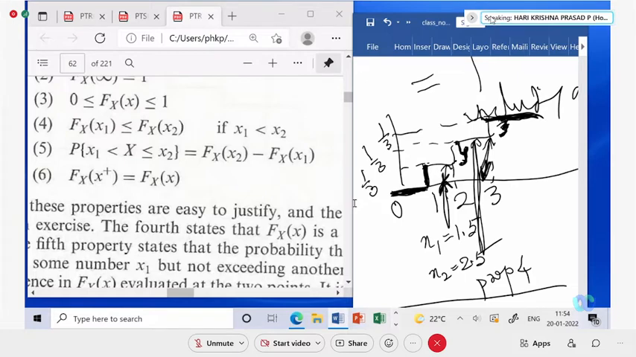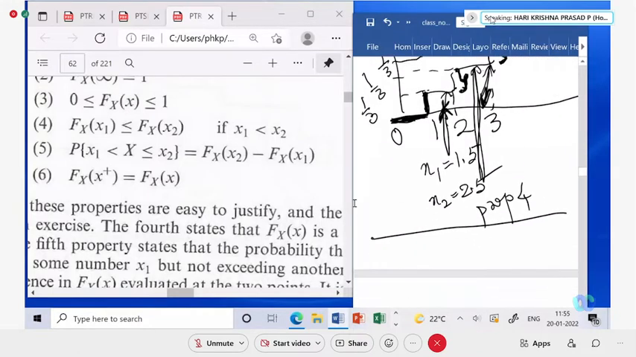Consider the quantities on the right hand side of the equality sign. On the right hand side, I have Fx of x2 minus Fx of x1. That difference gives me the probability of random variable x lying between x1 to x2. Let us see from this figure. Suppose x2 is 2.5, x1 is 1.5. The value of the distribution function at x2, that is 2.5, is 2 by 3.